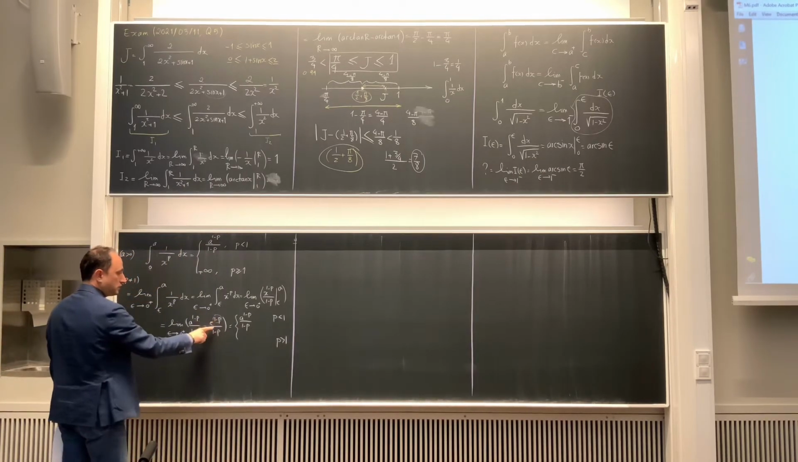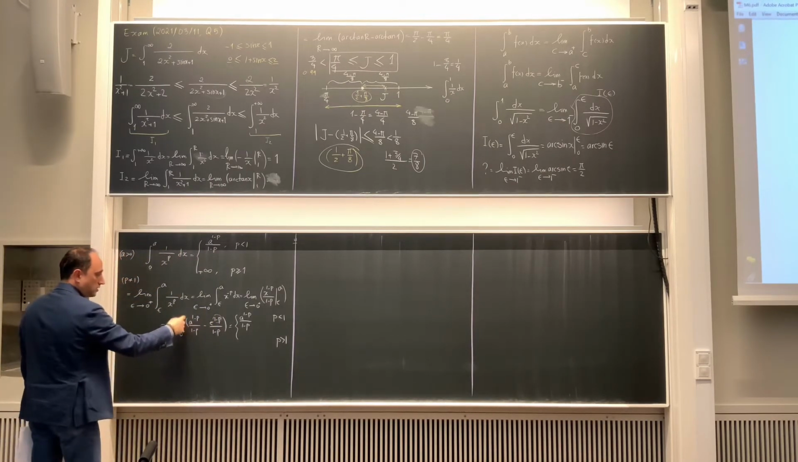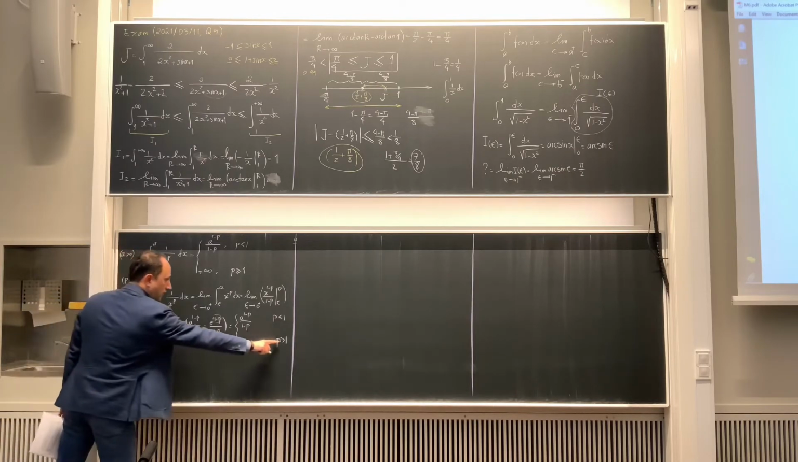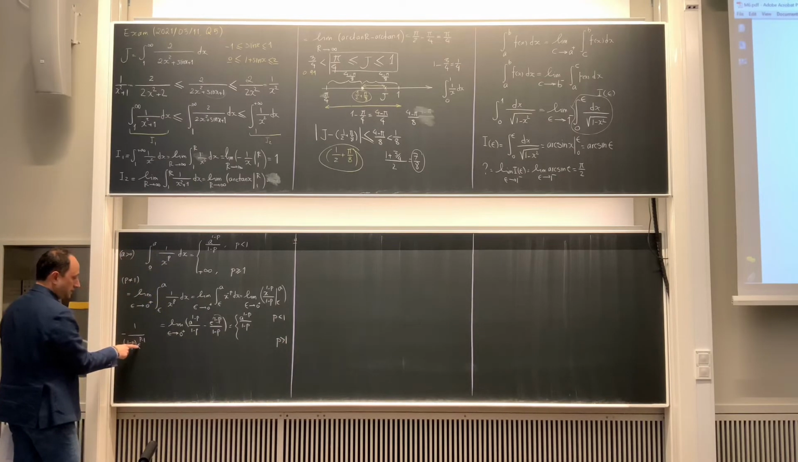But if p is greater than 1, what happens? If p is greater than 1, this is a constant, which is not related to epsilon, but this one will go down, so it becomes minus 1 over 1 minus p, and then I have epsilon to power p minus 1. P is greater than 1, so this means that this epsilon remains in the denominator because p minus 1 is positive, and I am sending epsilon to 0 from the right-hand side.